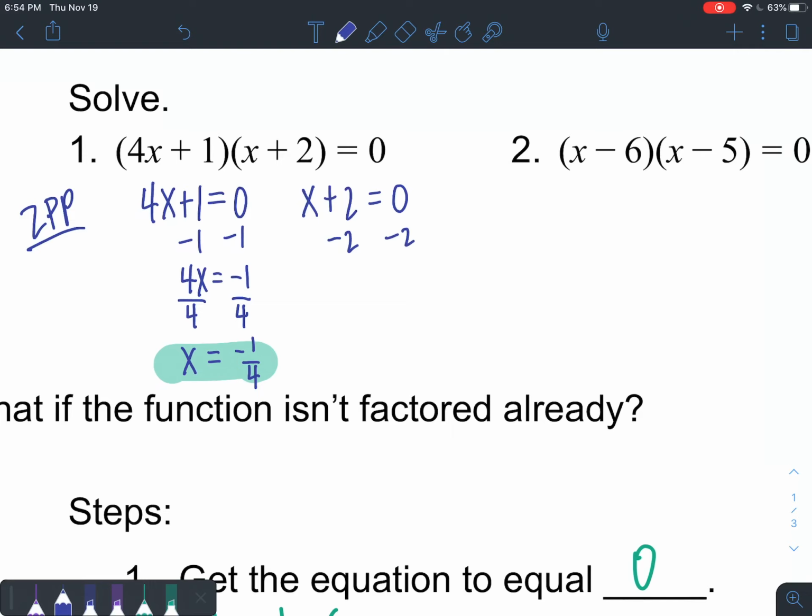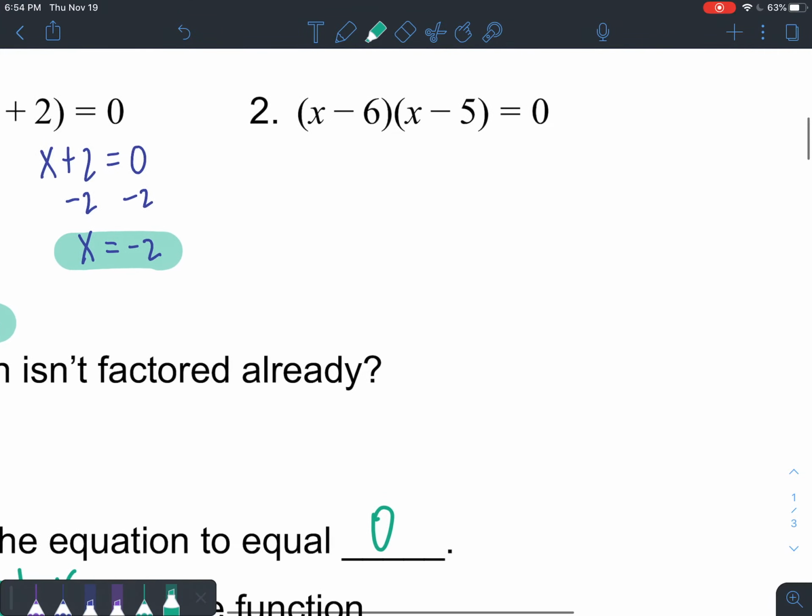All right, but we're not done. We have to solve the second one. So x plus 2 equals 0, subtract 2, so we get x equals negative 2. So there are two answers to the problem. There are two things that make the equation equal to 0. Okay, so that's what the zero product property means.